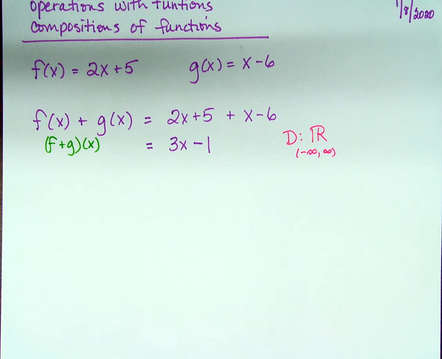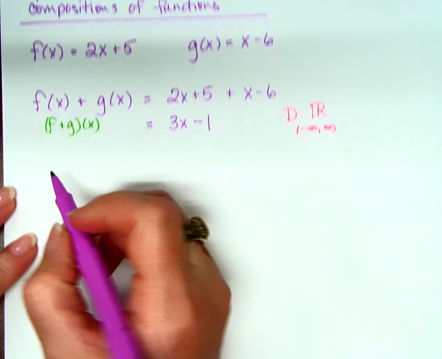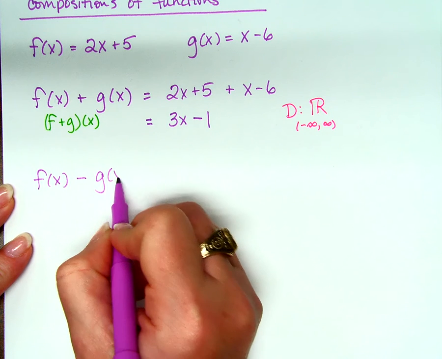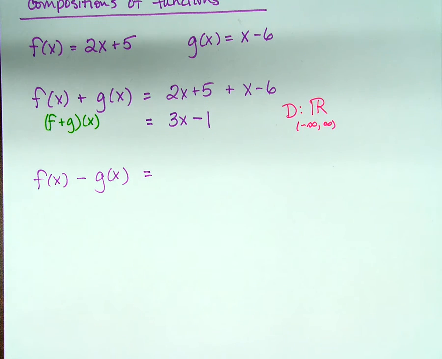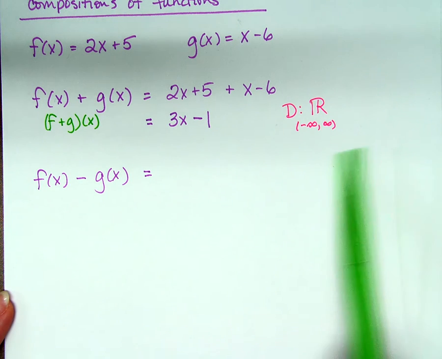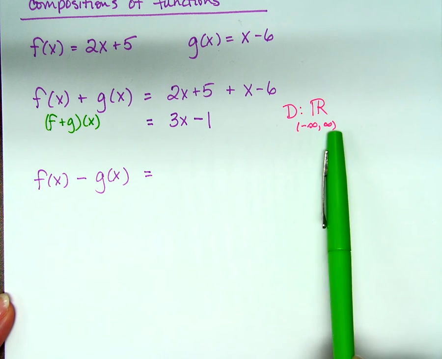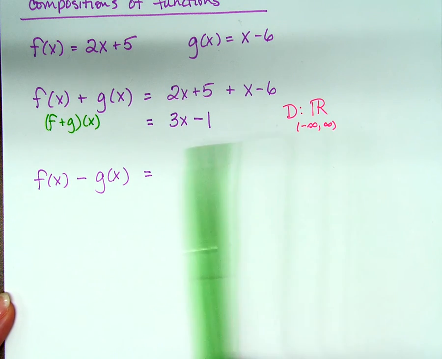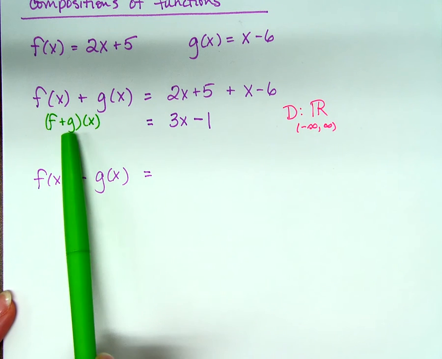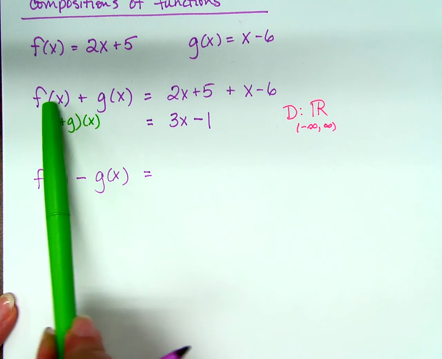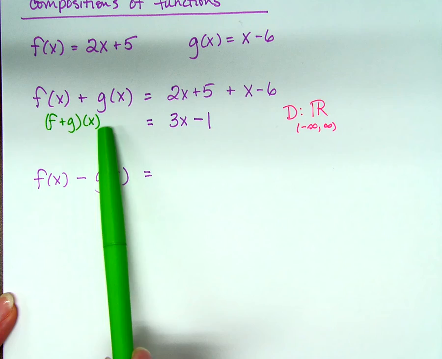What's next? Subtraction, okay. f of x minus g of x. If I ask you to add them, we get this as our answer, and then you write the domain, and then that's it. I wrote the green part right here to let you realize that sometimes the problem that it's asking you doesn't look like this, it looks like this.